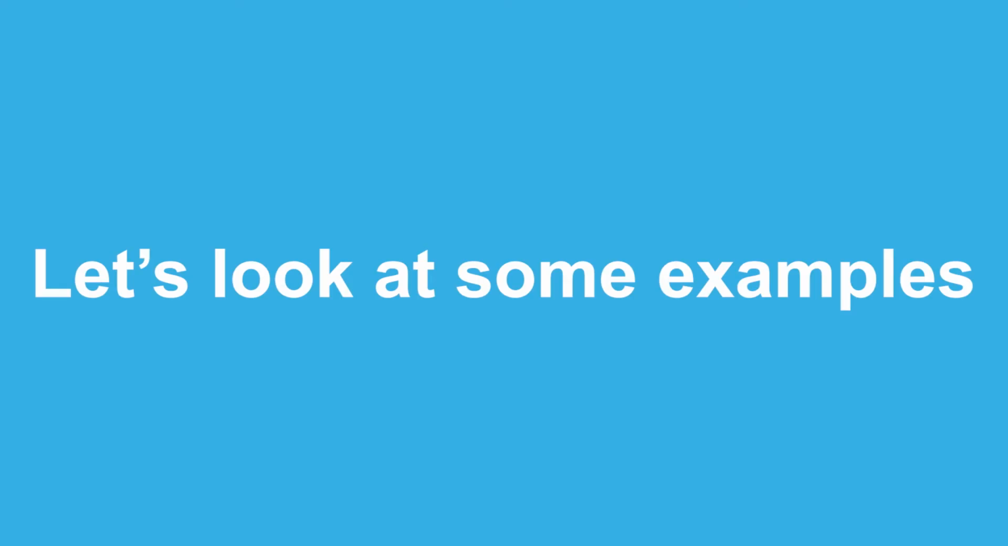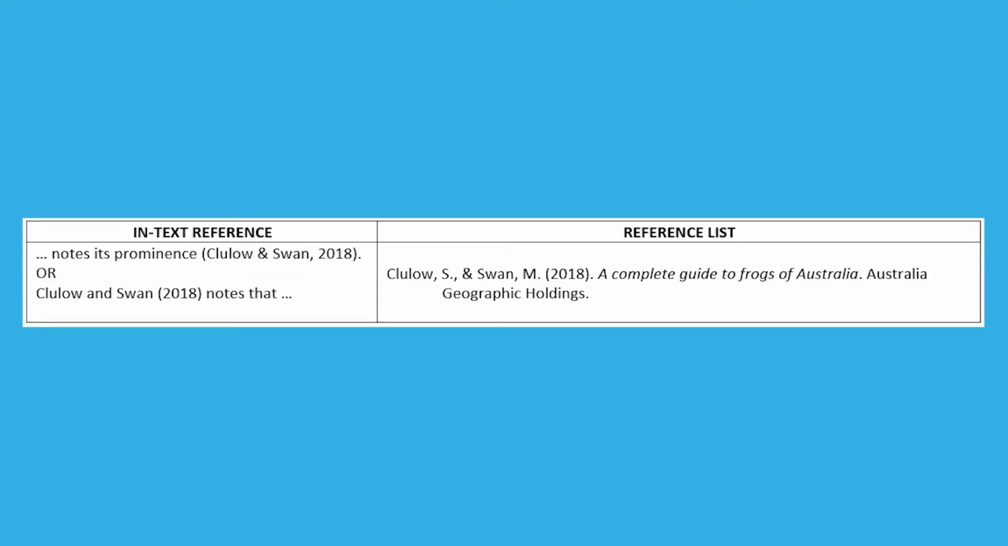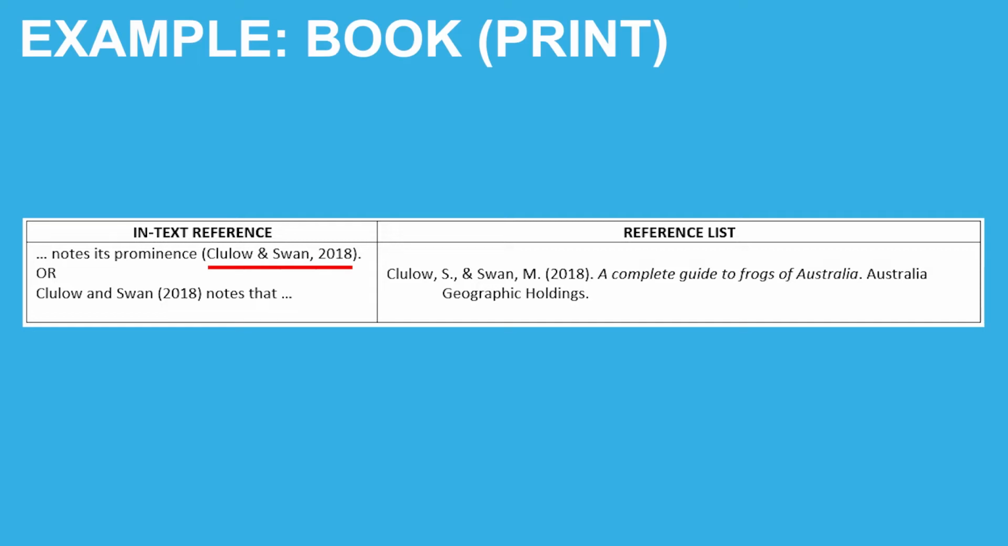Next, let's look at some examples of general do's and don'ts when it comes to APA7th. Our first referencing example is a print book. When referencing this book, your in-text reference should look like this. The author's surnames, Clulo and Swan, comma, 2018, the year of publication, inside parentheses.